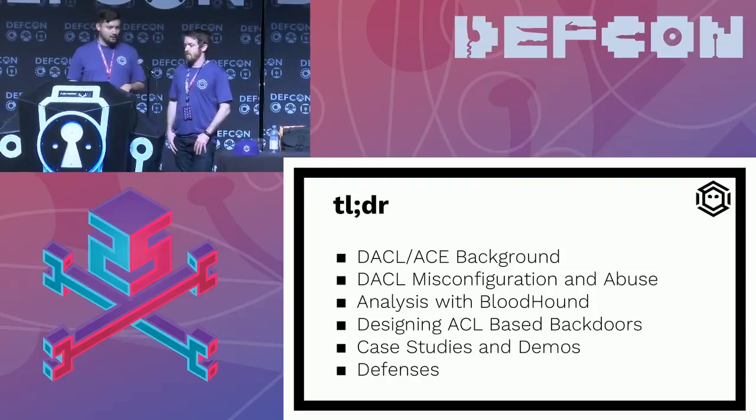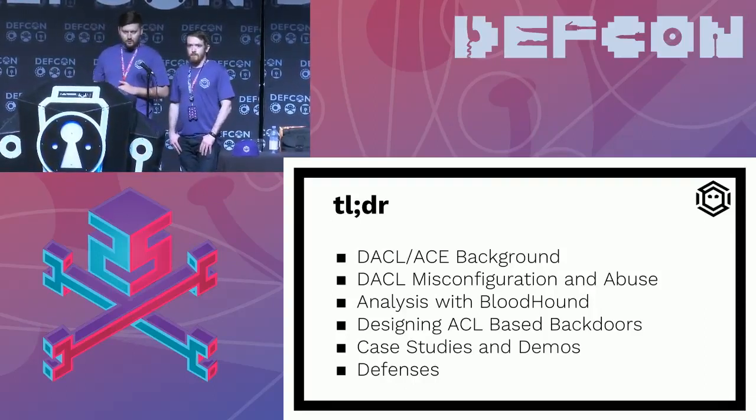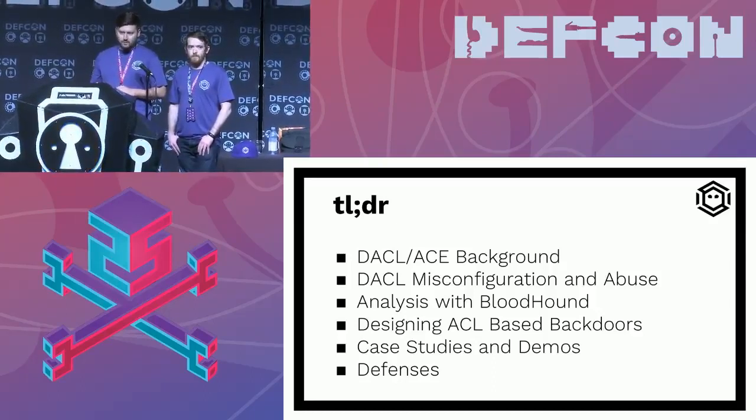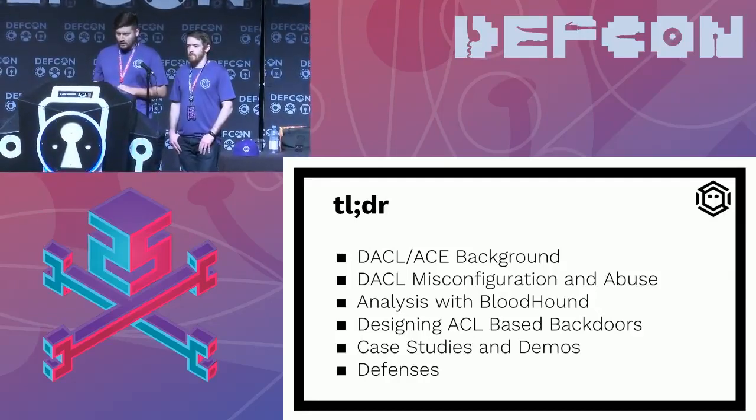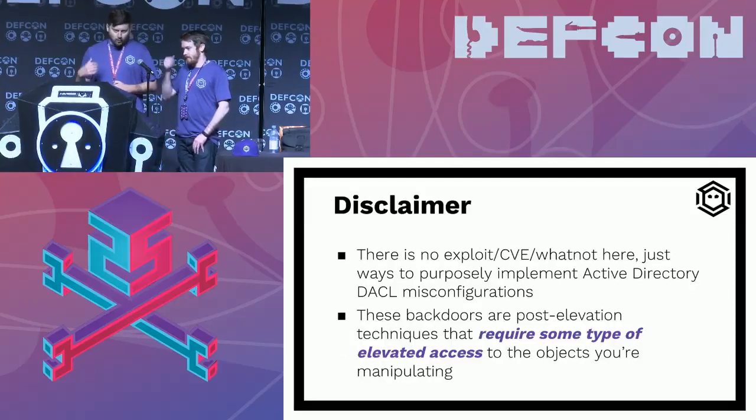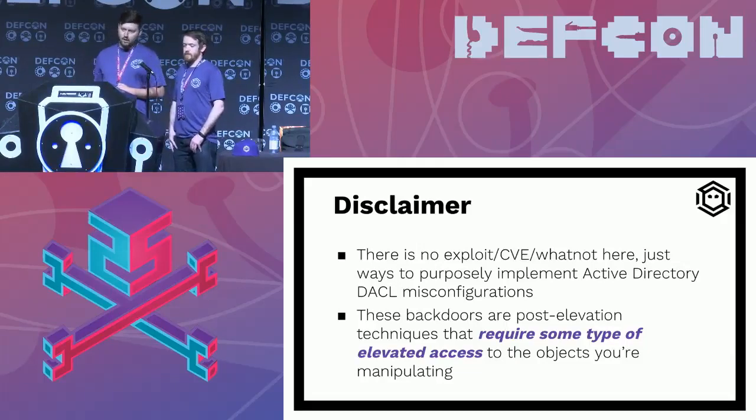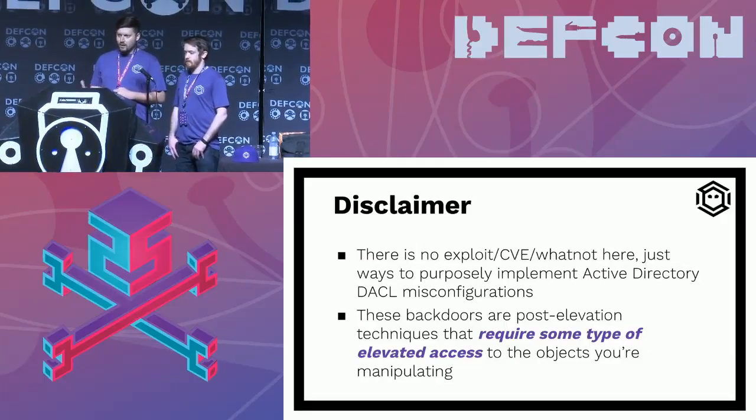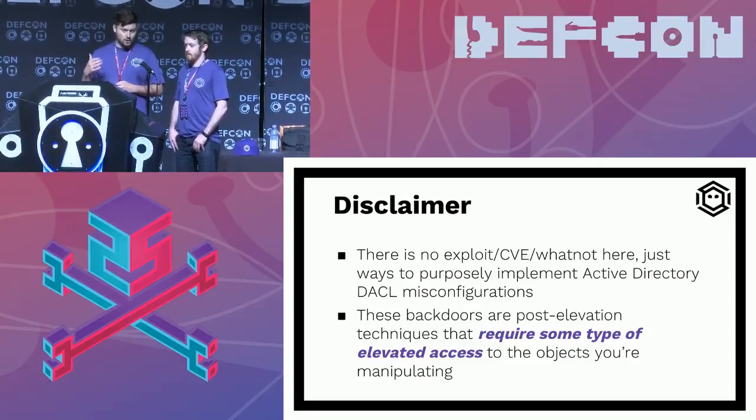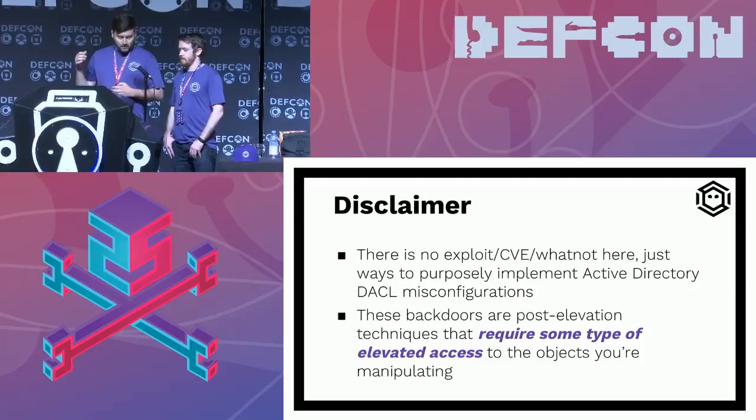All right, so I'll give you a quick TLDR: where we are now, where we're going to be, and where we're going to wind up. First, we're going to talk about DACLs and ACEs, what these are, how they work, why they matter. We're going to look at typical misconfigurations and how we can abuse them. We'll look at how we can analyze this easily with BloodHound from offensive and defensive perspectives. We will look at designing ACL-based backdoors, and then we're going to show you some demos, some examples, some case studies, and then finally at the end, we're going to talk about what we can actually do about all this as defenders. So, an important caveat to keep in mind: we're not talking about 0-day, we're not talking about anything worthy of a CVE. Really what we're talking about is how to abuse the existing Windows security model for malicious purposes.